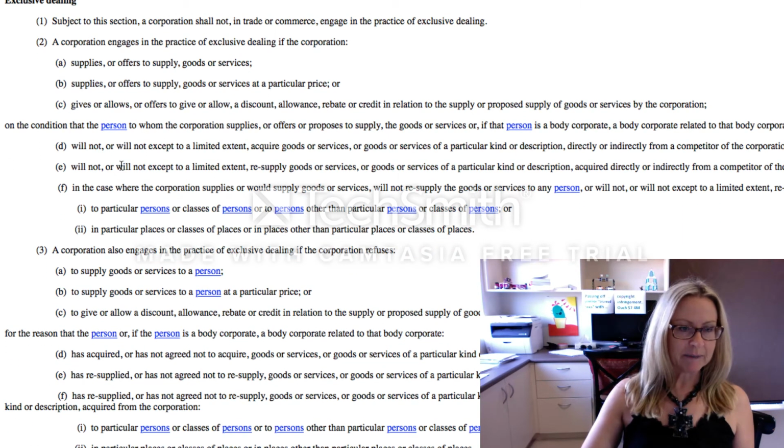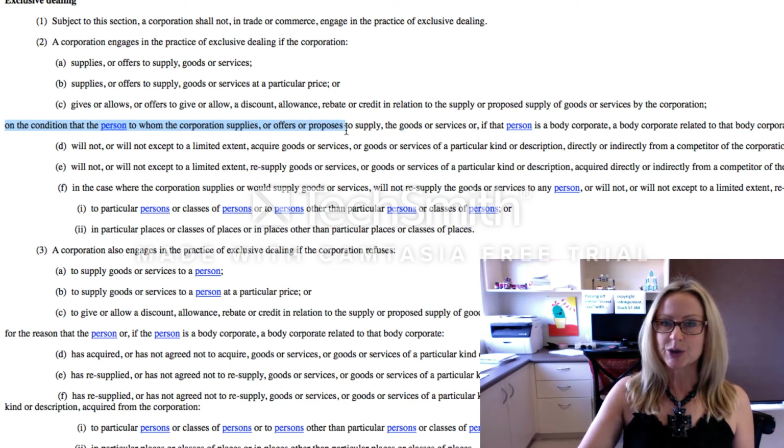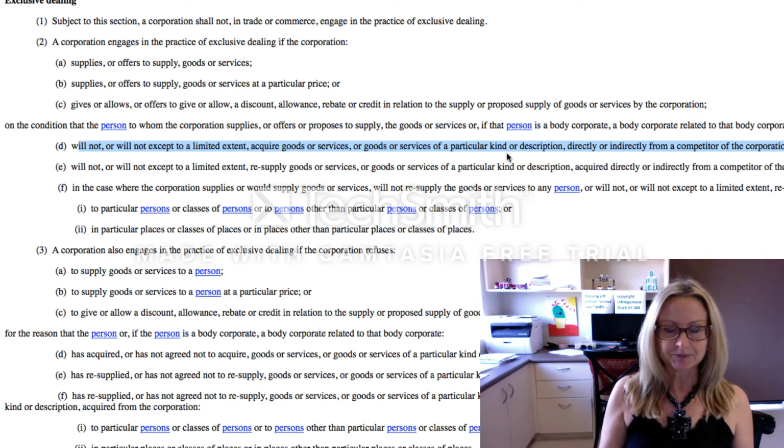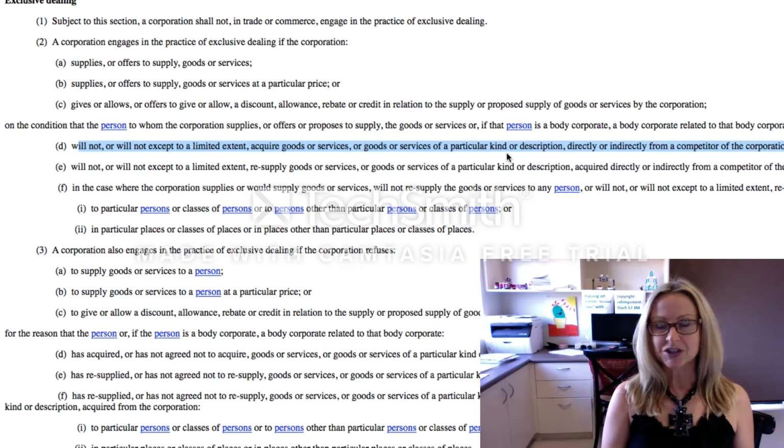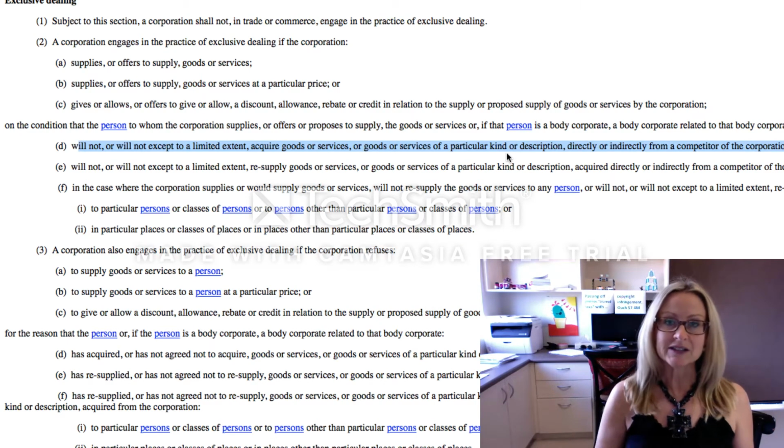In the Universal case, the paragraph that applied was a supply or offer to supply on condition that the person to whom the corporation supplies will not, except to a limited extent, acquire goods and services from a competitor. And what you had there was Universal Music and Warner supplying, at that stage, musical compact discs to a number of music retailers. And at that point in time, there was a change in legislation allowing music retailers to import genuine copyright authorised copies of compact discs from overseas.